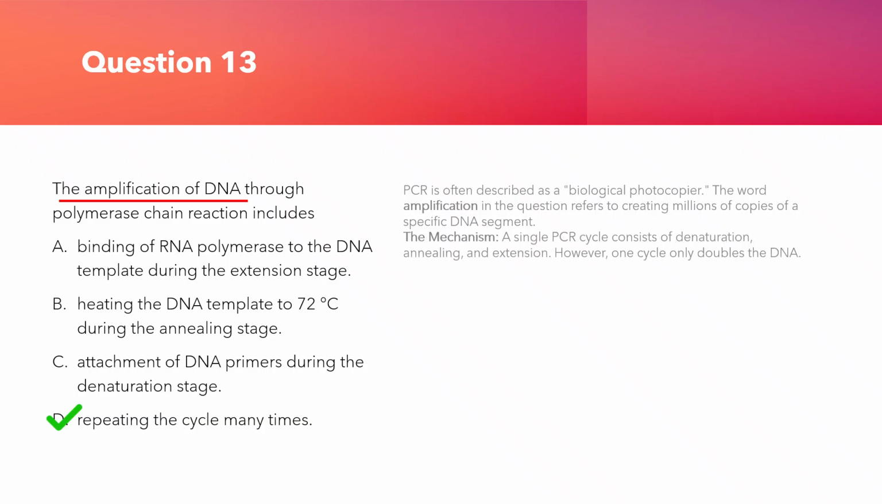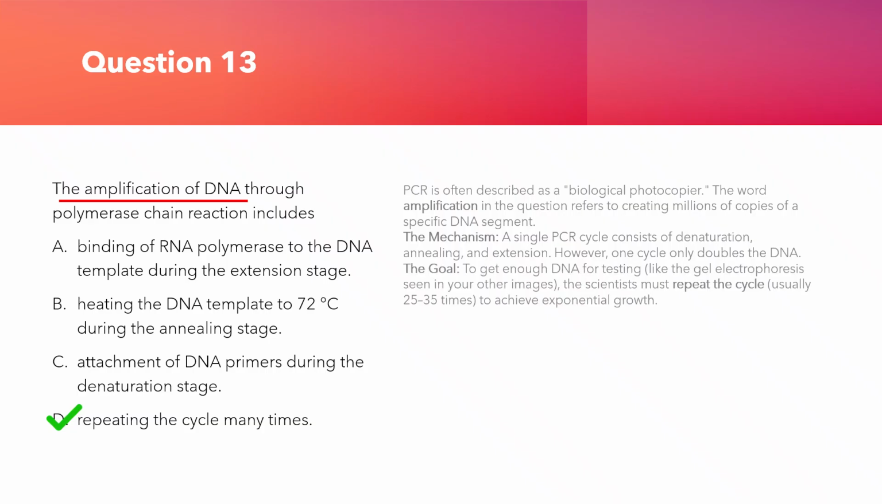The mechanism: a single PCR cycle consists of denaturation, annealing, and extension. However, one cycle only doubles the DNA. The goal is to get enough DNA for testing, like the gel electrophoresis seen in your other images, so the scientists must repeat the cycle, usually 25 to 35 times, to achieve exponential growth.